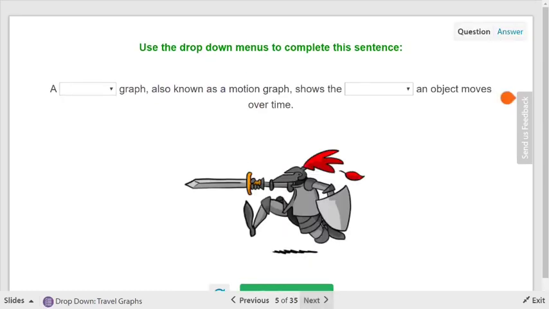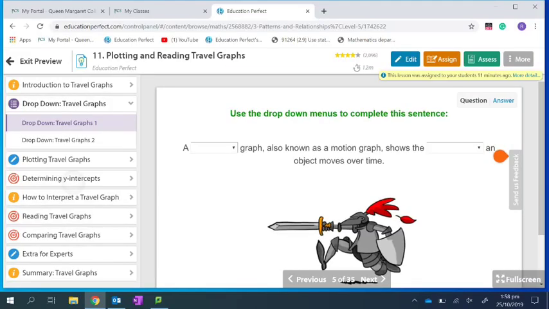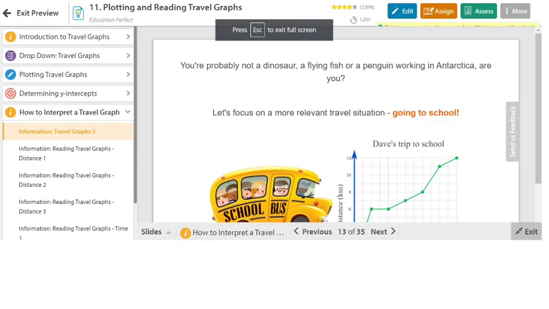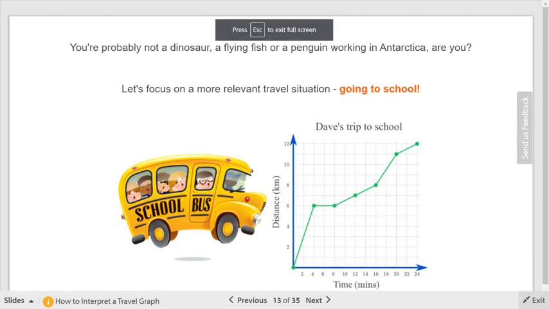All right. So let's look at interpreting a graph. So here we go. We've got the bus traveling to school. This is Dave's trip to school. So you notice that it starts off at 0 because he started off going nowhere, right? He started off at the beginning. So that means that he's gone no kilometers, and no minutes.